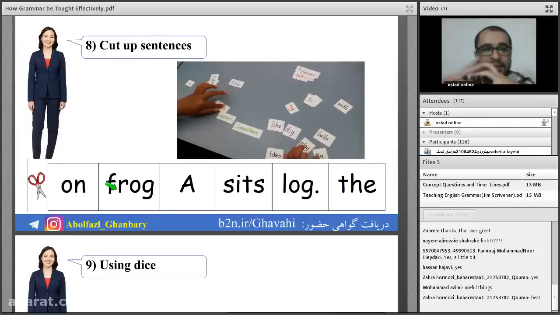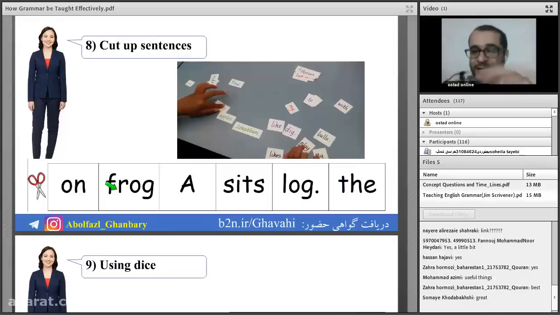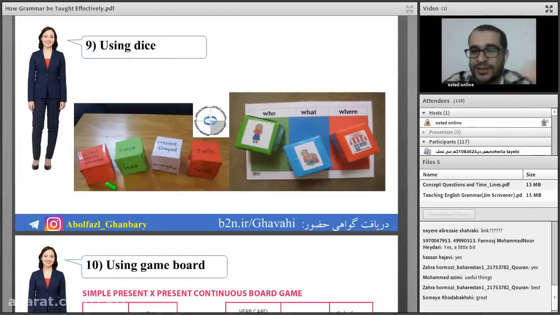The next technique is cut-off sentences. It is very useful for grade 7 and 8, especially for grade 7 and 8. You can write a sentence on a piece of paper and then cut the words and give them to the learners and ask them to reorder and make sentences. Yeah, make sentences. Again, this activity can aid them to understand the form more easily and effectively.